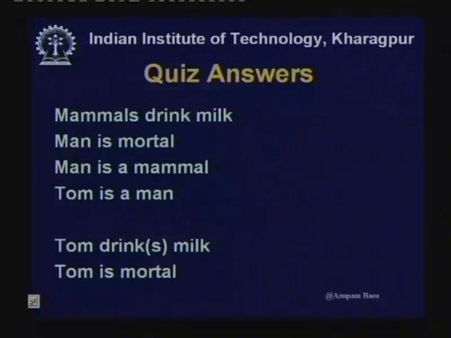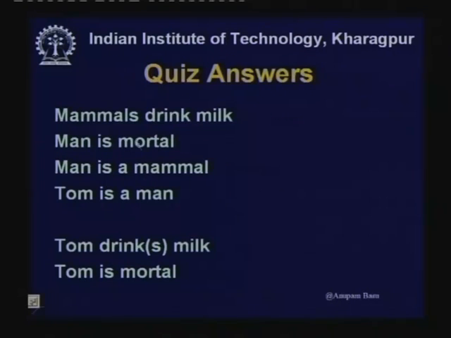But before moving into the details of first order logic, let us start with the quizzes that we had given in the last class. You can have a look at the statements that we had given. Mammals drink milk, man is mortal, man is a mammal, Tom is a man. These were the four sentences which were given, and you were asked to try to prove these two statements: Tom drinks milk and Tom is mortal.